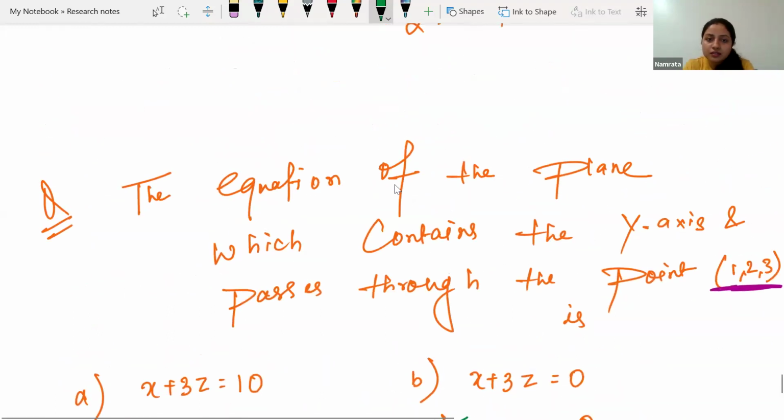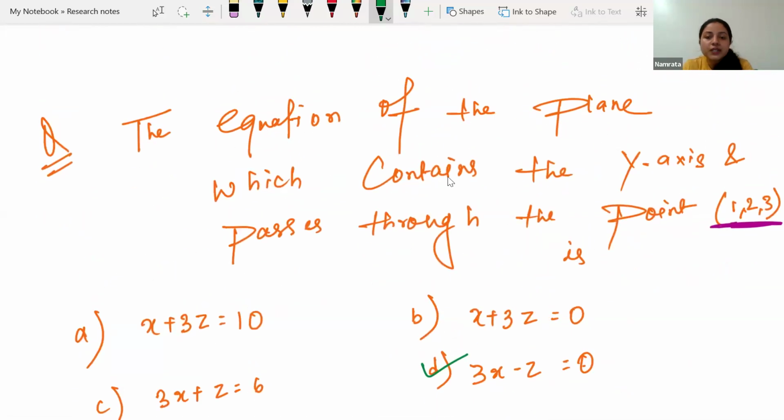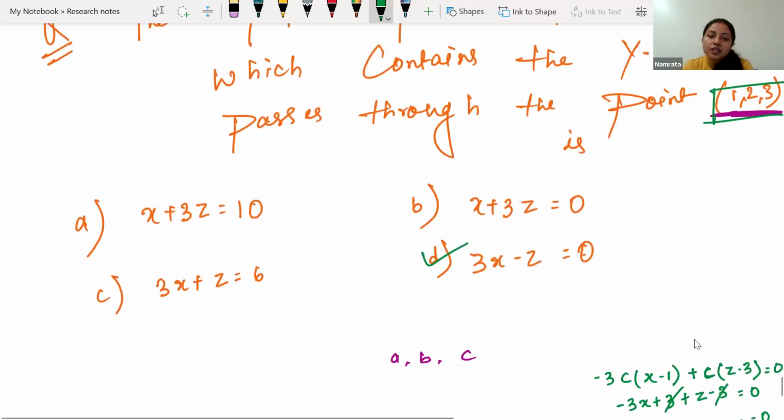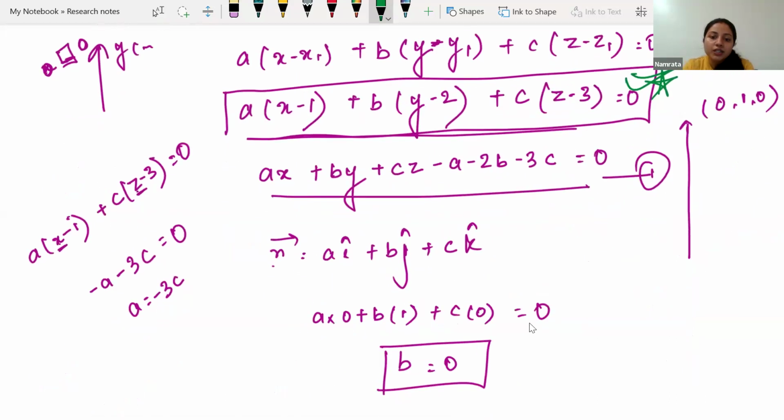Let's just have the summary. So, the equation of a plane which contains the y-axis: if we take the normal to the plane, that normal will be perpendicular to the y-axis. That much we know. We know how to construct the equation of a plane passing through a point having direction ratios a, b, c. So we have written the equation of plane over here. After writing it, we are doing the dot product and equating it with 0.